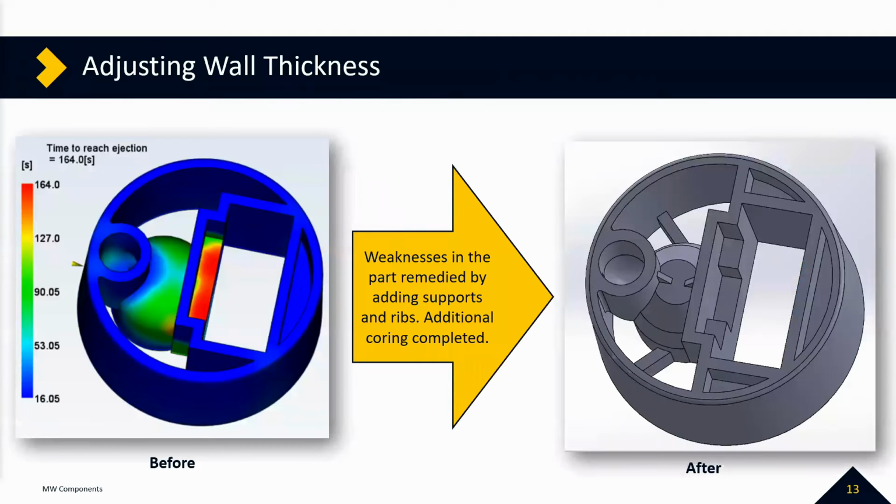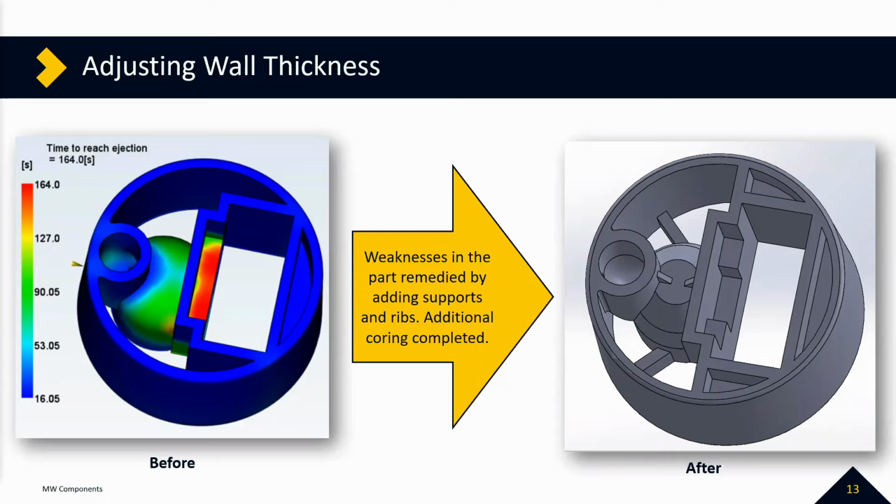So here we see I've run the cooling time analysis again in Moldflow, and we've seen that there's actually another red area right, well, where it's red. And so that's another thick area. So we've done our best to core that out a little more and add reinforcement ribs that can reinforce, of course, and increase the strength of our part here.